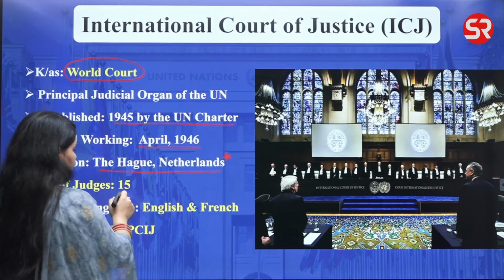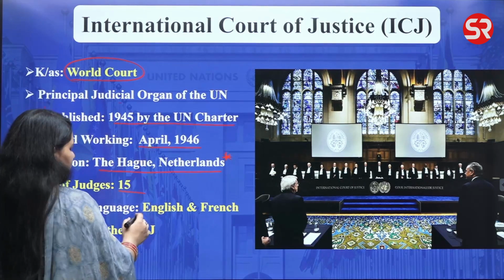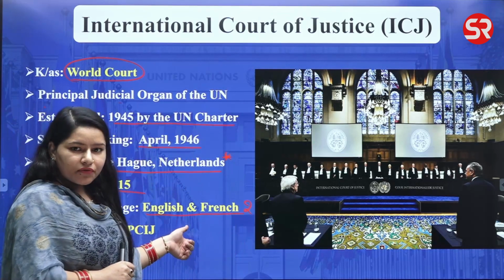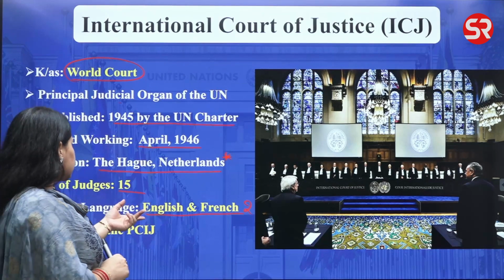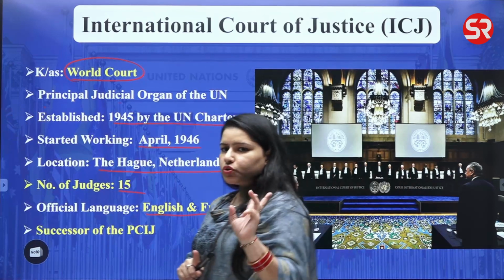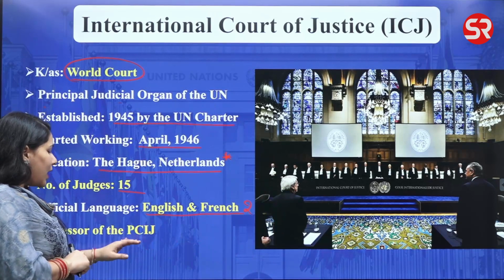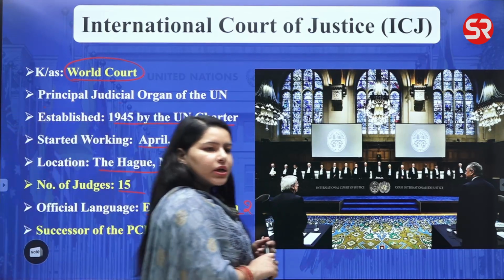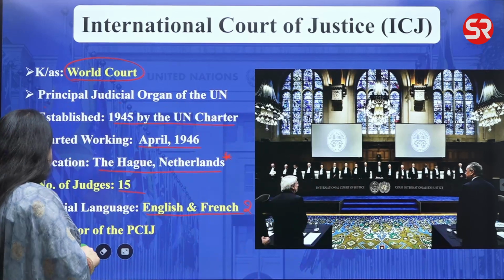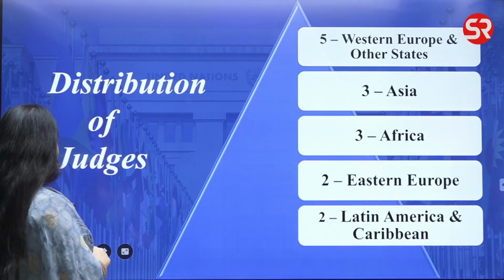Then number of judges: total 15 judges. The ICJ has a total of 15 judges at a time. Official languages: English and French, two official languages. So this can also come as a one-mark objective: what are the official languages of the ICJ? As we know, the UN has 6 official languages, but the ICJ only has 2. Then successor of the PCIJ. I already told you that the PCIJ was established under the League of Nations and ultimately it was succeeded by the ICJ in 1946.